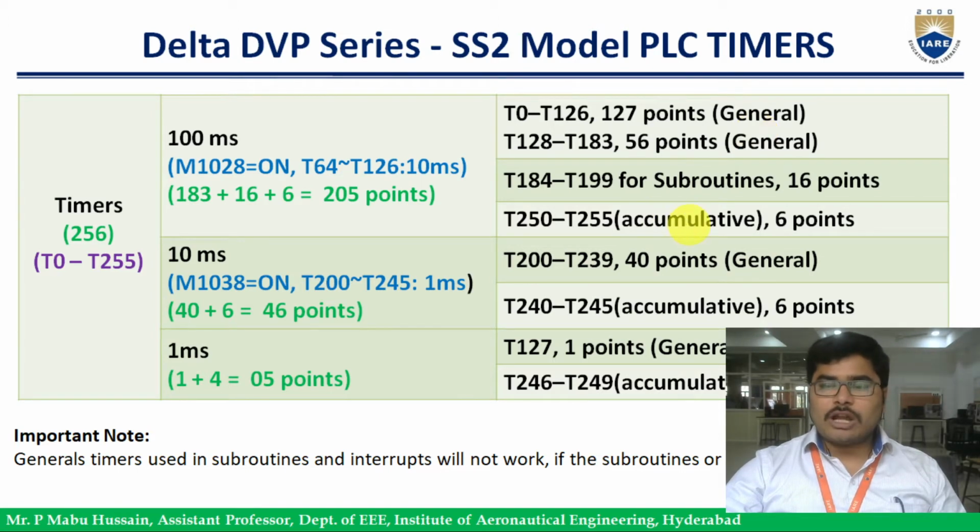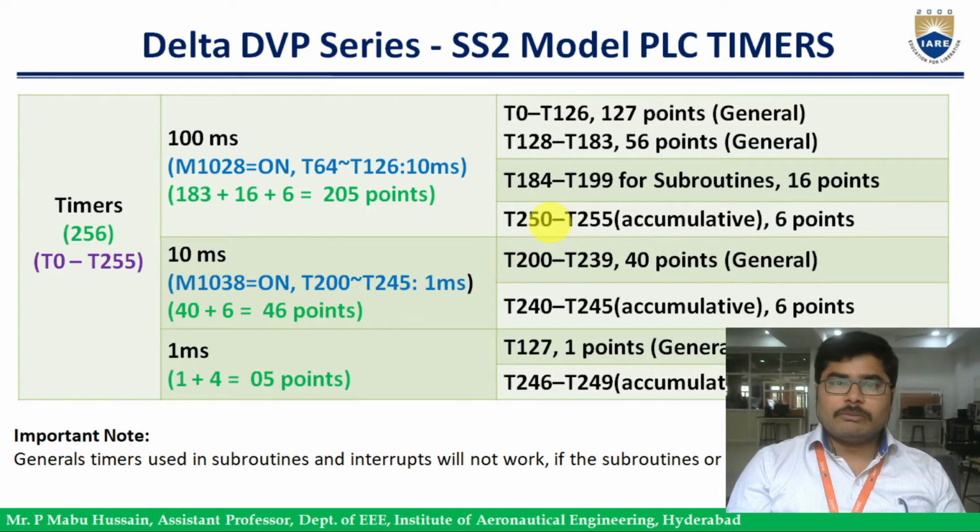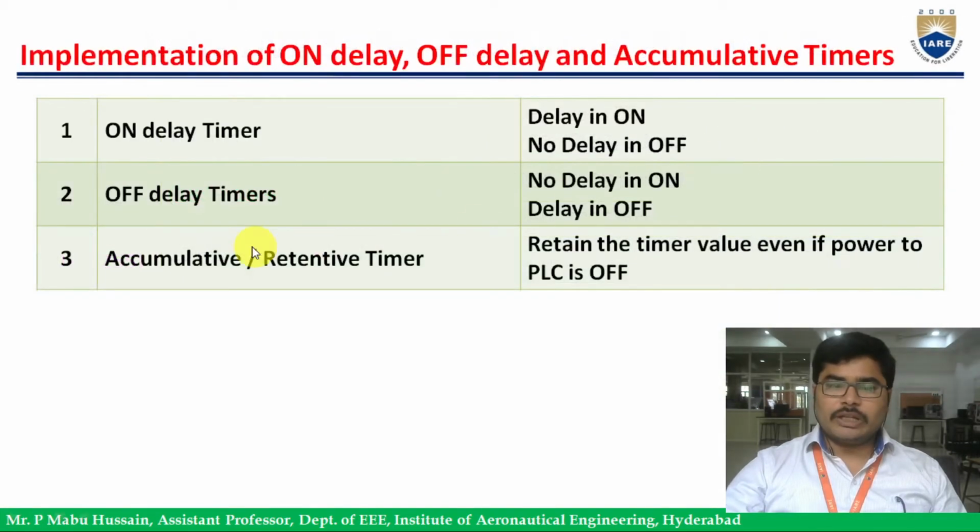But when you use the accumulative timer, it will store the previous data. Even if the power supply is off, the present timer value will be stored. Then after the power supply comes back, it will not start again from 0. It will start from the previous value, wherever it stopped. So that is about the accumulative timer and general timers. In accumulative timers, we will use the accumulative timer numbers.